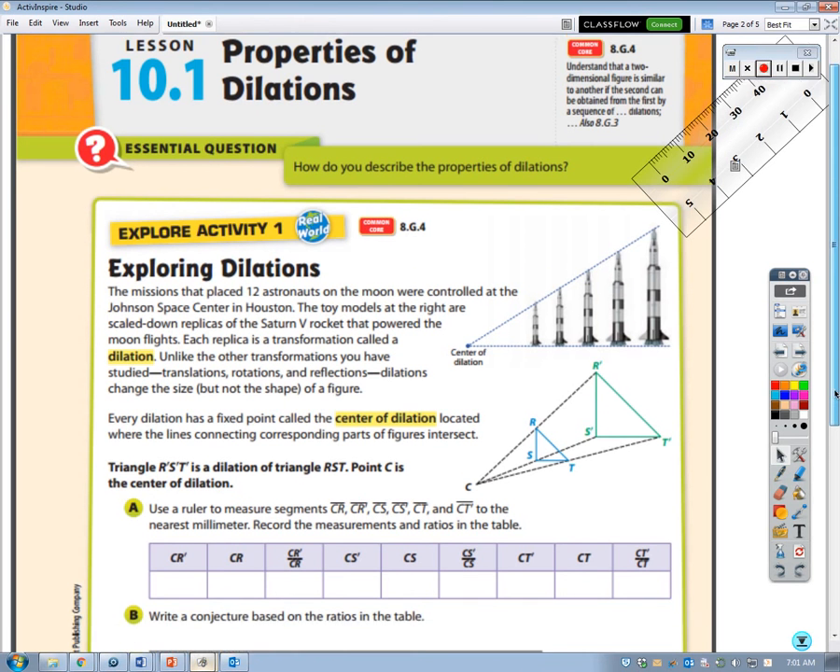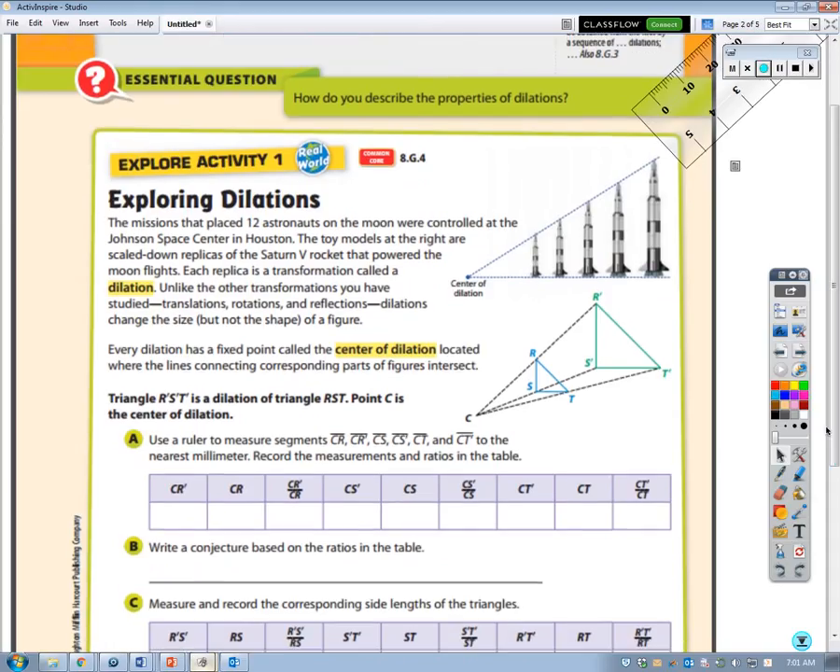So moving right into our first explore activity, we are exploring dilations. The mission that placed 12 astronauts on the moon was controlled at the Johnson Space Center in Houston. The toy models at the right are scaled-down replicas of the Saturn V rocket that powered the moon flights. Each replica is a transformation called a dilation. Unlike the other transformations you have studied, translations, rotations, and reflections, dilations change the size but not the shape of a figure. So there's one thing right there: change the size but not the shape.